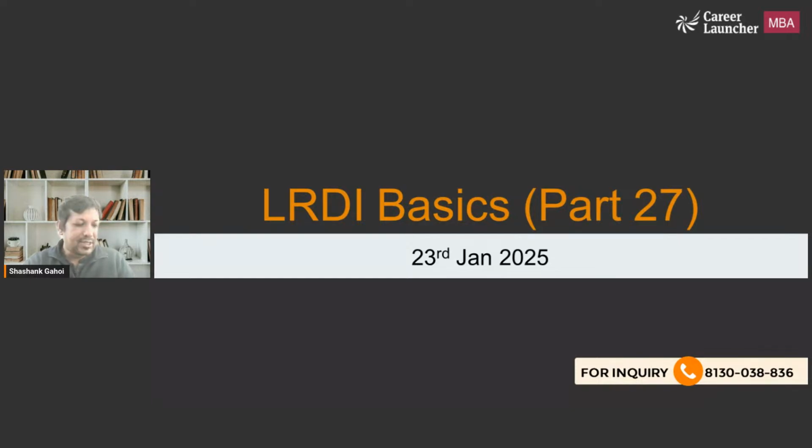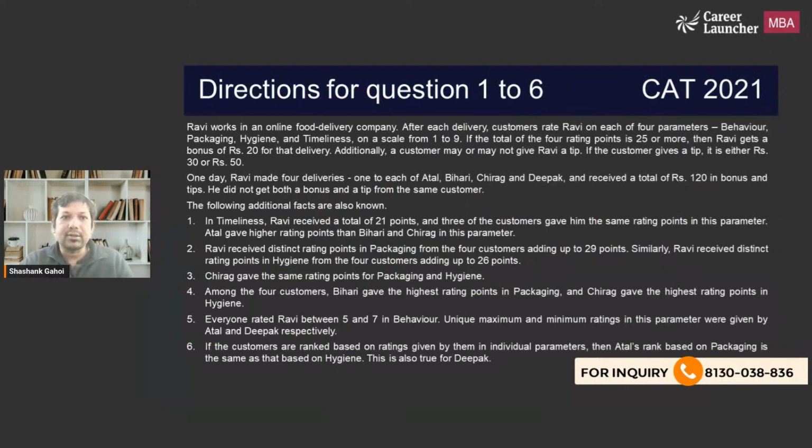So let's start this session, where we are going to start with a set from CAT 2021. And this is a reasonable set. If you are able to solve this set itself in CAT 2021, that would have helped you get close to the 95 percentile range. So let's get to it.